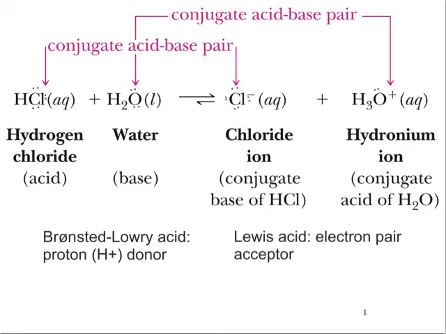There's a few definitions of acids and bases. The Bronsted-Lowry definition requires that we look at where the protons are going. If we look at our first reagent, HCl, and we follow it to the other side of the equation, we can see that it loses a proton. So HCl is a proton donor.